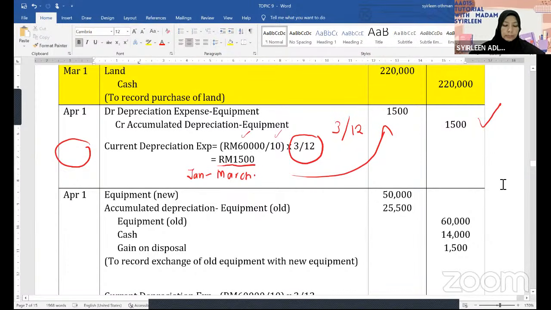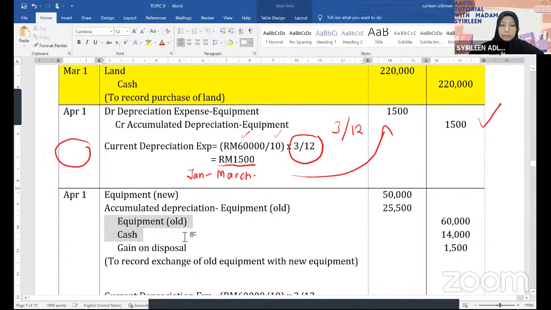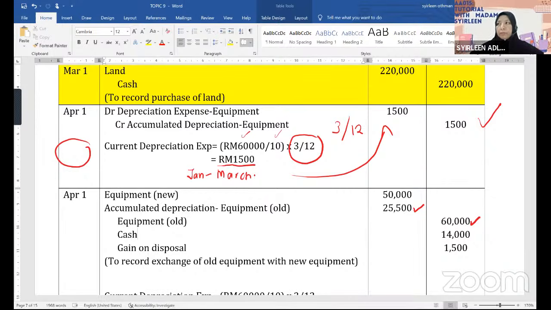Alright. So now I am going to trade in my old equipments. So bila saya nak trade in old equipments, saya akan tutup equipment lama 60,000. Okay. Dan saya akan tutup accumulated depreciation lama. 25,500. Macam mana dapat 25,500? Okay.